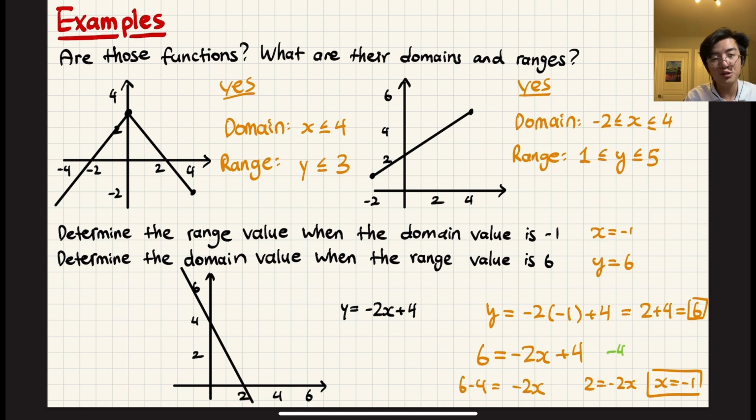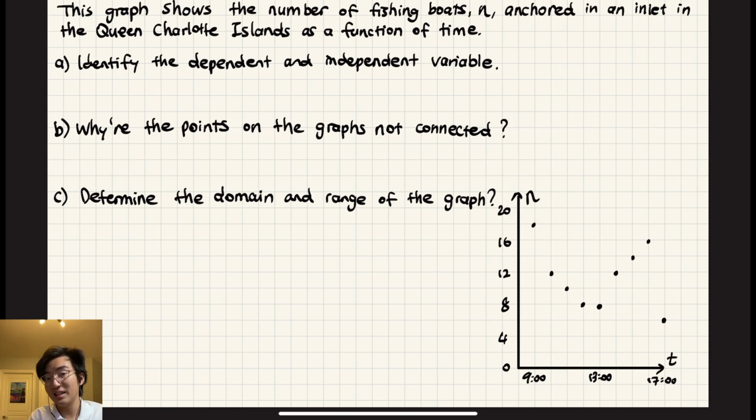And we can also look at our graph. When the domain value is negative 1, right here, we can match it up to the graph to see that when x is negative 1, then y equals 6. So we can use a graph as well as algebra.